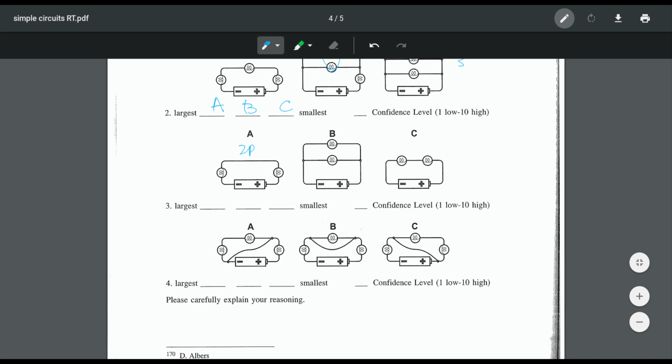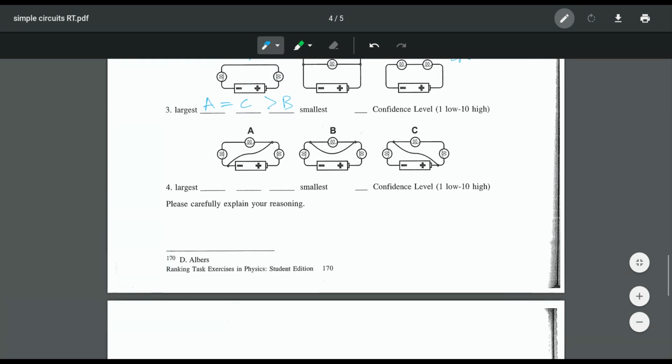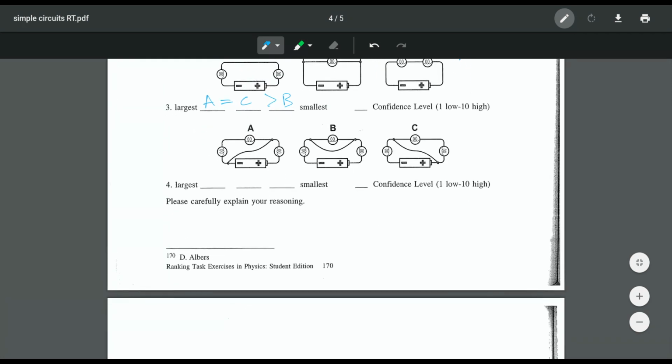Here we have 2R. They're seeing if they can fool you by moving the resistors around. R/2 and 2R. So A and C are equal and they're both greater than B. And then this one here, as far as equivalent resistance goes, this is the resistance that's experienced by the battery, right? So you've got to consider what the battery is experiencing here.